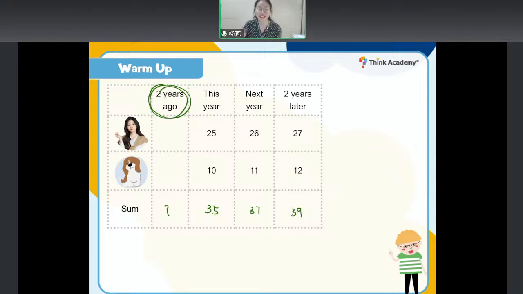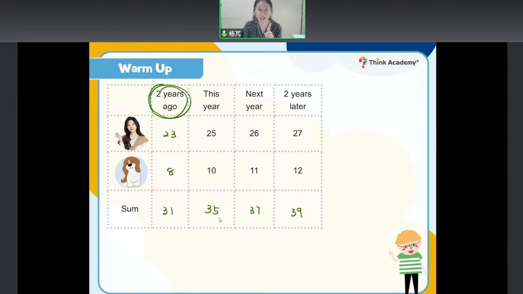Let's try. So 2 years ago, I was 23, and 2 years ago, my dog was 8. So the sum of our ages, is that 33? No, 31. Yeah, the pattern is right.